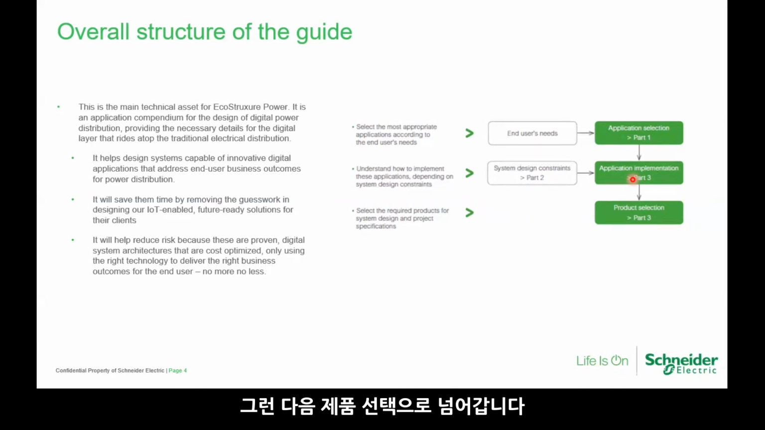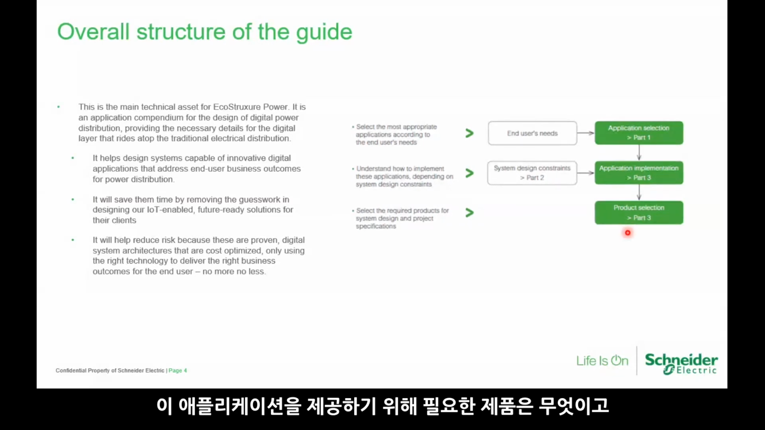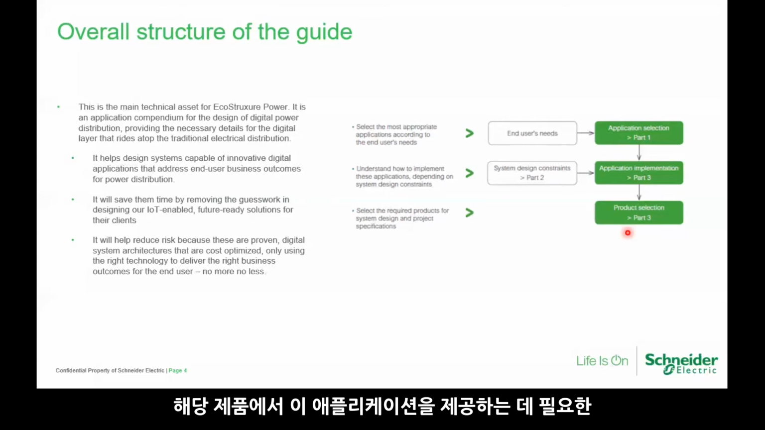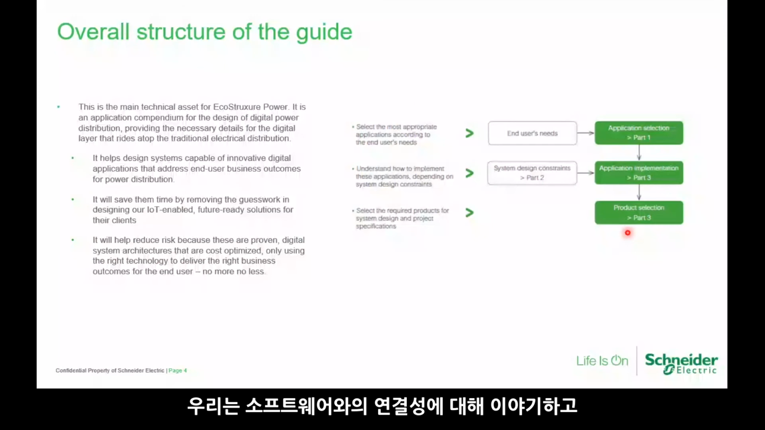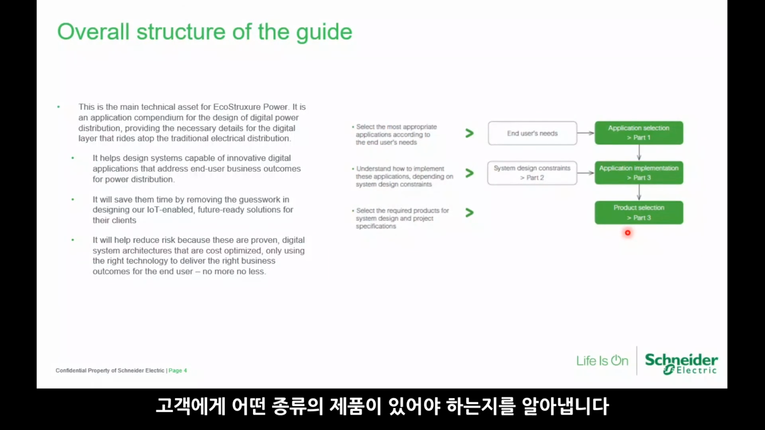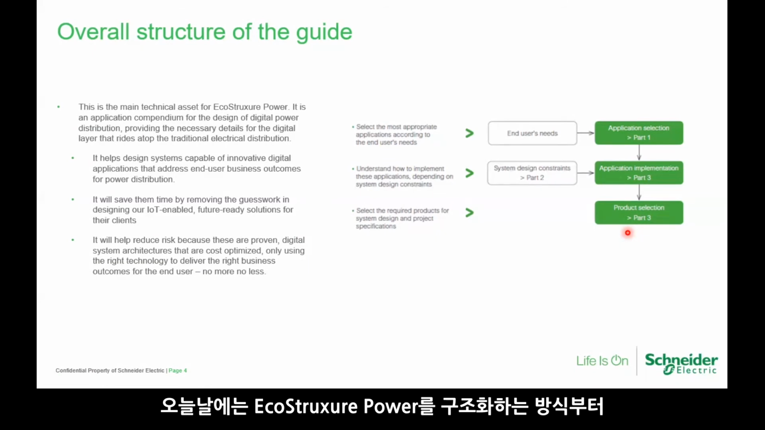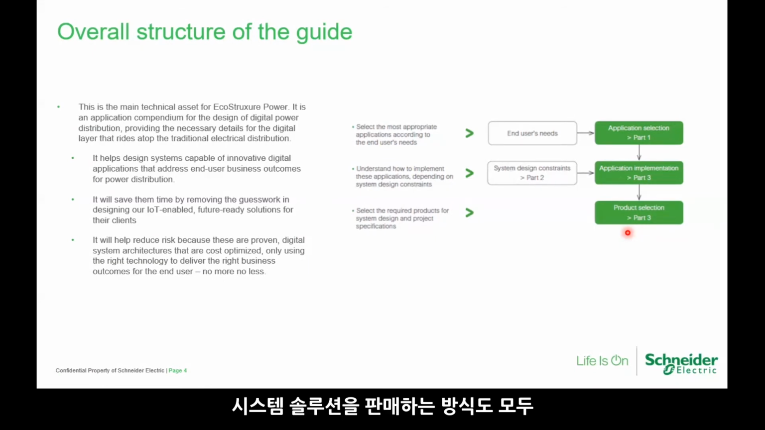And then from this, you go into the product selection. In order to deliver the application, what are the products, and in these products, what features are required to deliver this application? As you can see, the whole approach is very different from how we sold systems in the past, where we always talked about products, talked about connectivity with the software, and then just figured out what kind of report the customer should have. But from the way we structure EcoStruxure Power today, the way we sell system solutions is always looking at end user need as a priority.